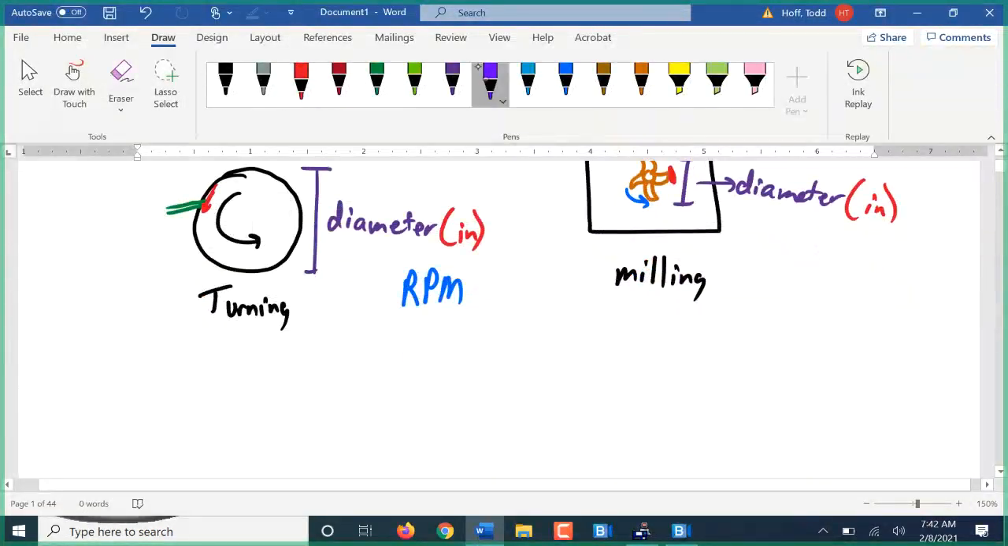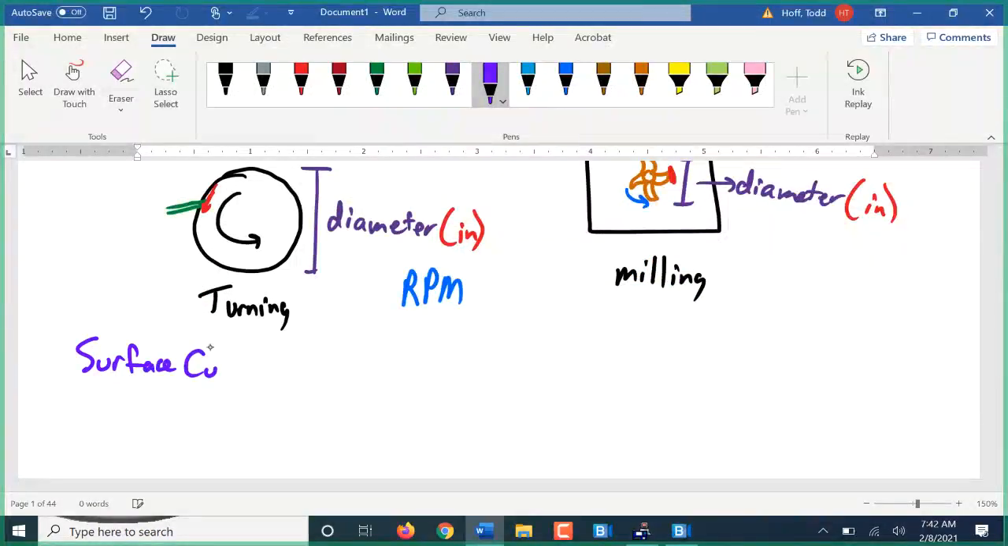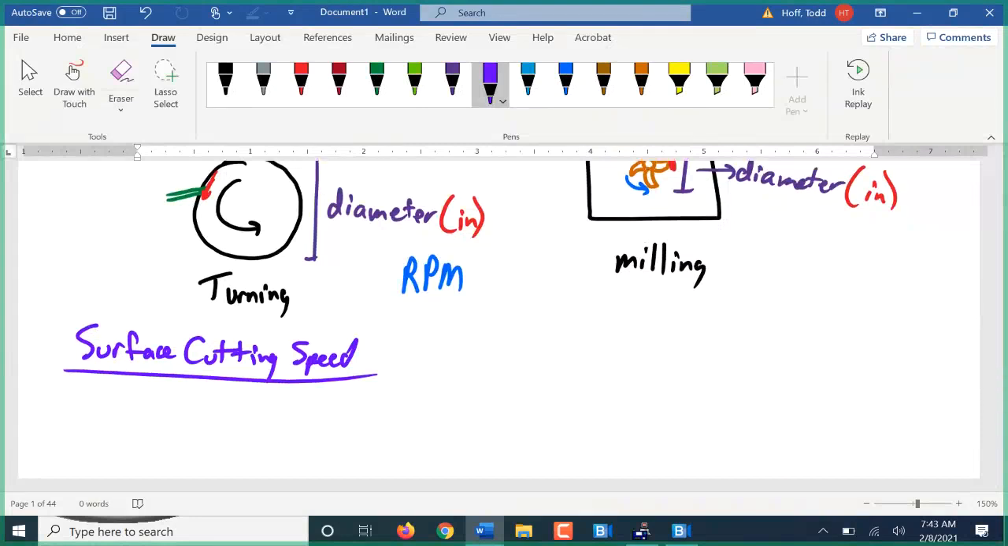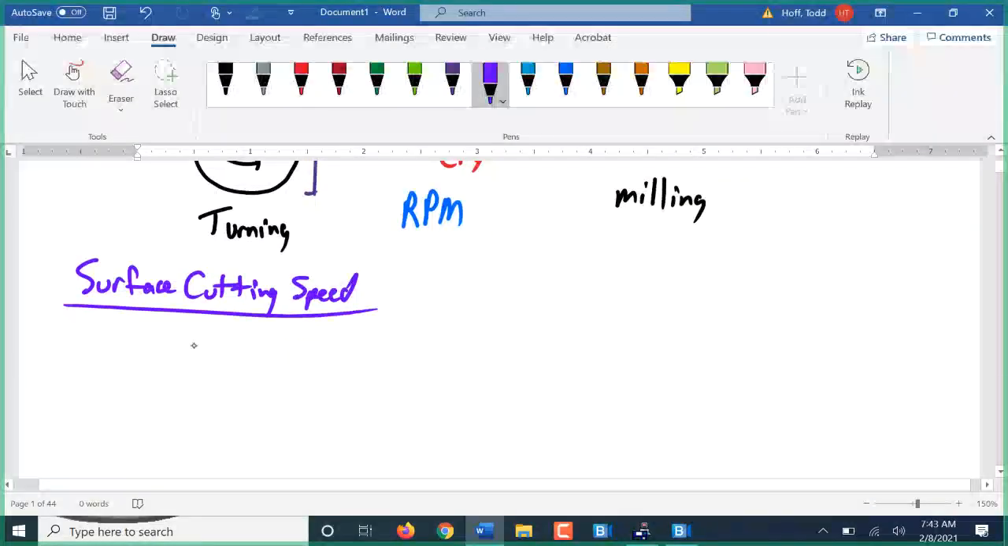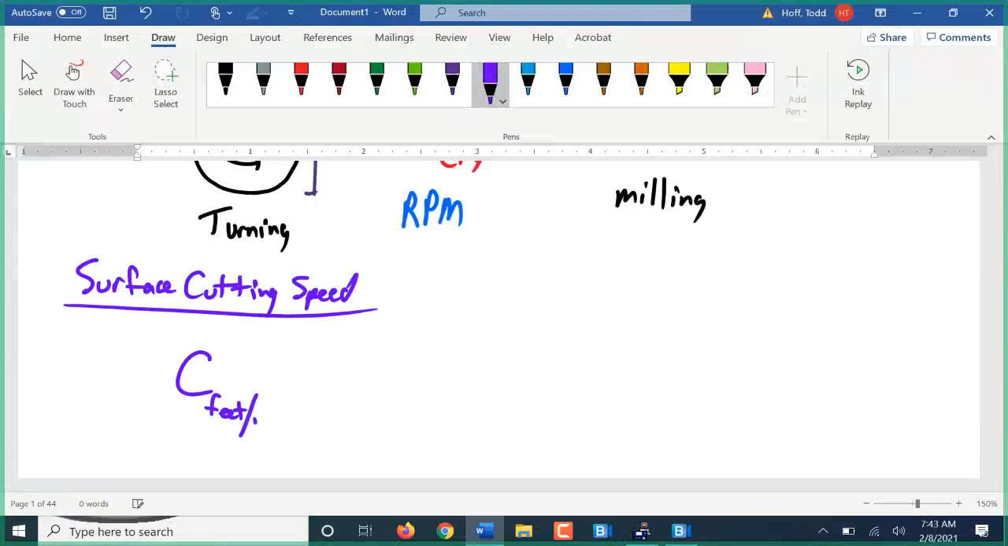Surface cutting speed, again, is simply the speed at which the tool and the surface of the material are passing each other, whether it's the tool that's moving or the material that's moving. It's going to be given for cutting speed, and this is going to be in feet per minute, as pi times the diameter.